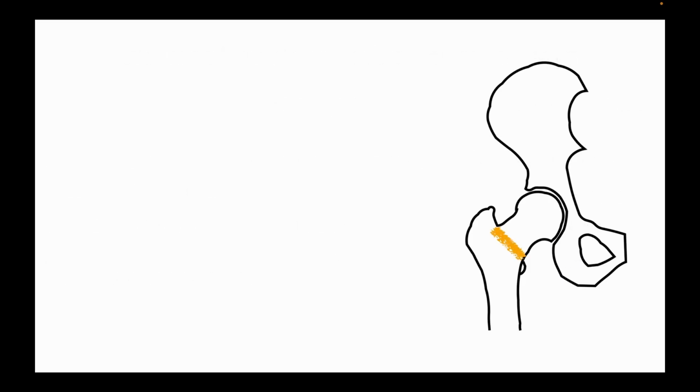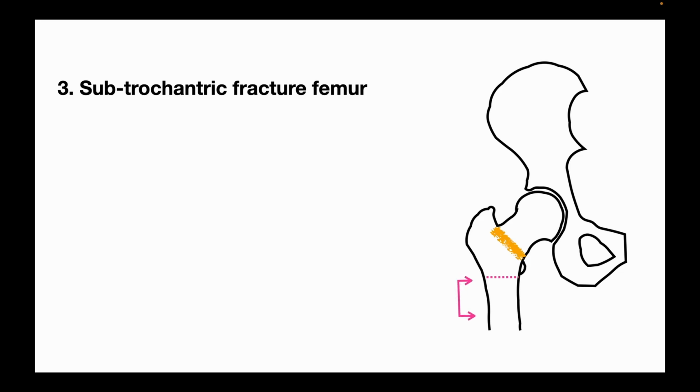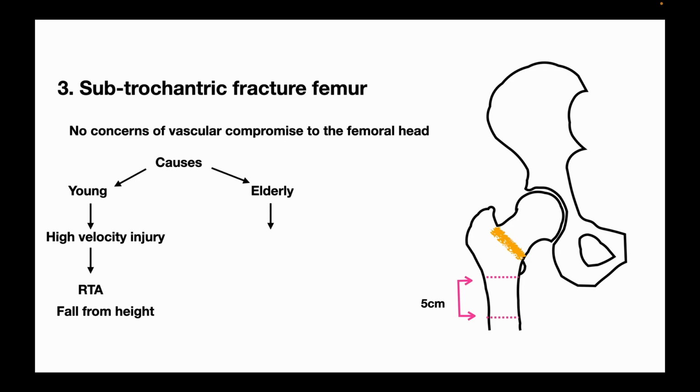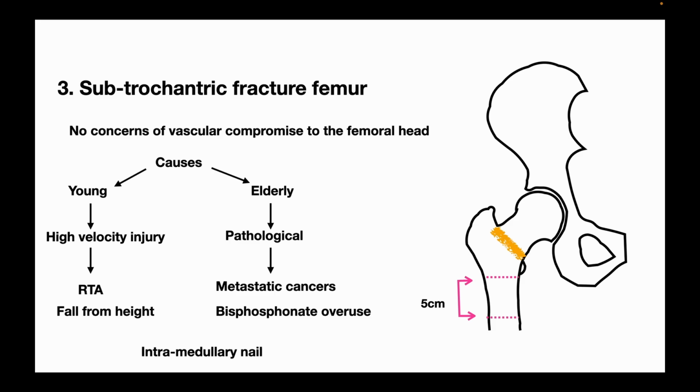Now the third variety of proximal femur fracture, the subtrochanteric fractures. Here the fracture line is within 5 centimeters from the distal part of the lesser trochanter. Here there are no concerns of vascular compromise to the femoral head, and the usual causes are in young due to a high velocity trauma such as a road traffic accident or fall from a significant height. In elderly, apart from osteoporosis and a trivial fall, it could also be due to a metastatic cancer or bisphosphonate overuse. An intramedullary nail is a standard treatment for a subtrochanteric fracture.